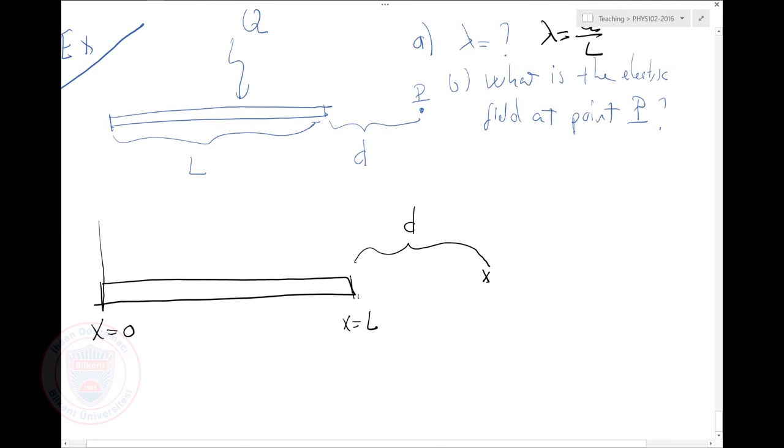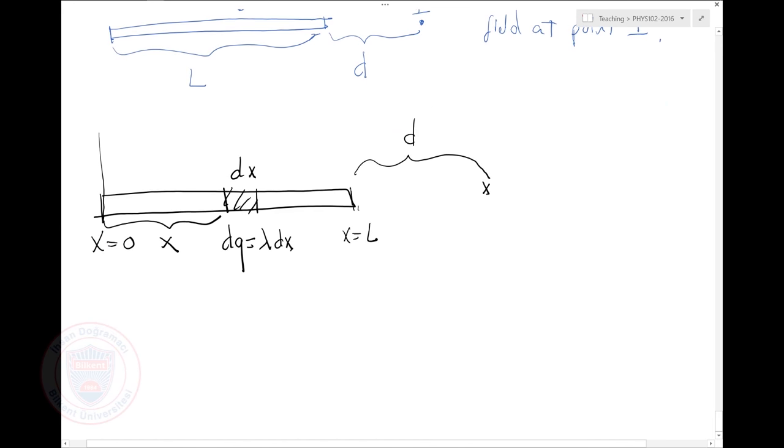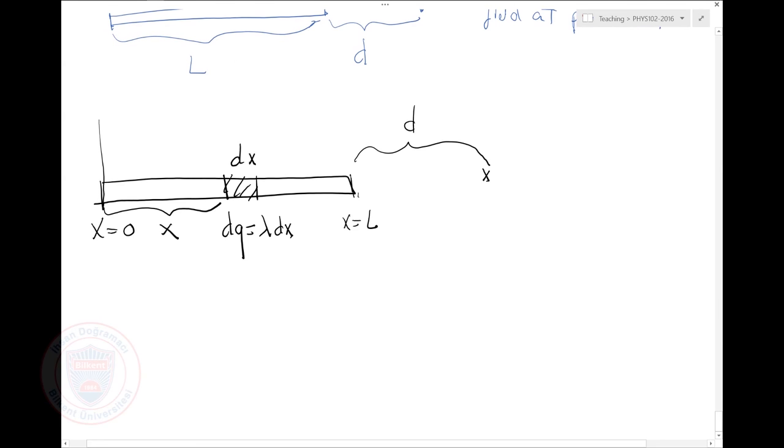So what should I do now? I should take small sections of this, of width dx, which is a distance x away. What is the charge in the small section? Lambda times dx. What is the electric field created by this small section at the observation point? Let me call it dE. It will create a field dE.